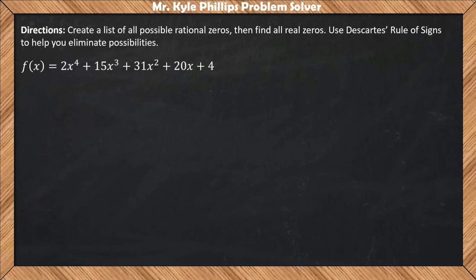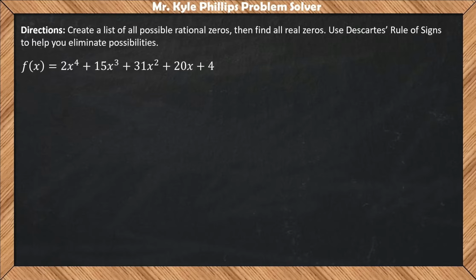Hey everybody, so in this video we are going to determine the number of all possible rational zeros, then we're going to find the zeros. They also want us to use Descartes' rule of signs here to help you eliminate possibilities.